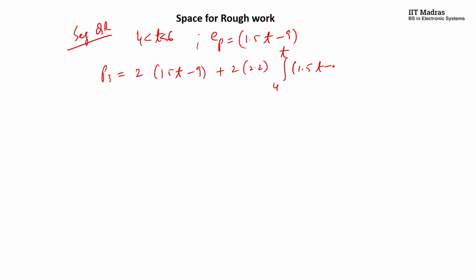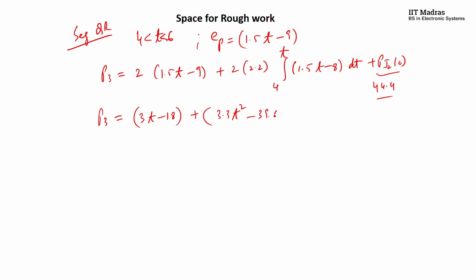Minus 8 dt plus PI2 of 0. Okay. So this is 44.4 from the previous step. Let me write P3 completely now. So P3 would become something like 3T minus 18, plus 3.3T square minus 39.6T plus 105.6 plus 44.4. Okay. So at T equal to 6 seconds, P3 would end up at 31.2%.